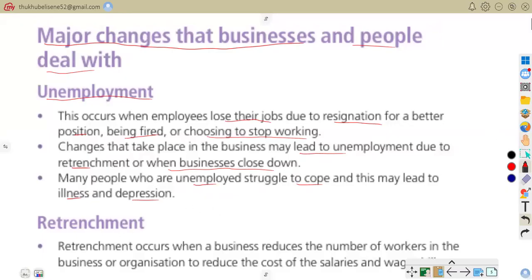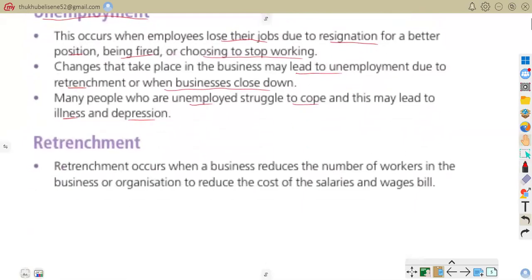Now we are going on to retrenchment. Retrenchment occurs when a business reduces the number of workers in the organization to reduce the cost of the salaries and wages bill. Like we've said, that is when the business tries to downsize. You find that the business is struggling financially, so they make sure that they reduce cost. We'll be together on that. So let us move on.